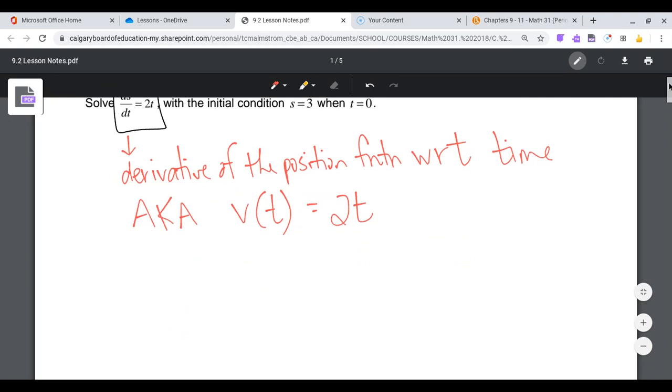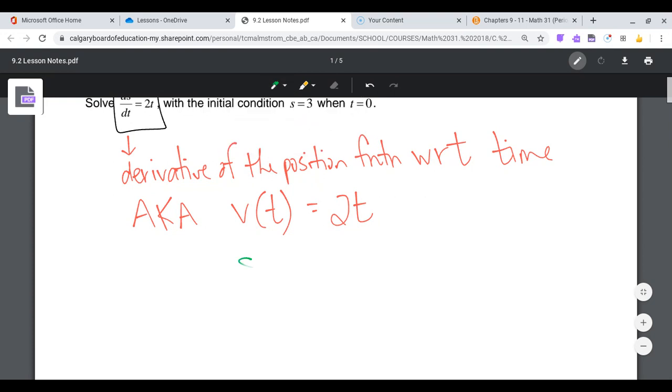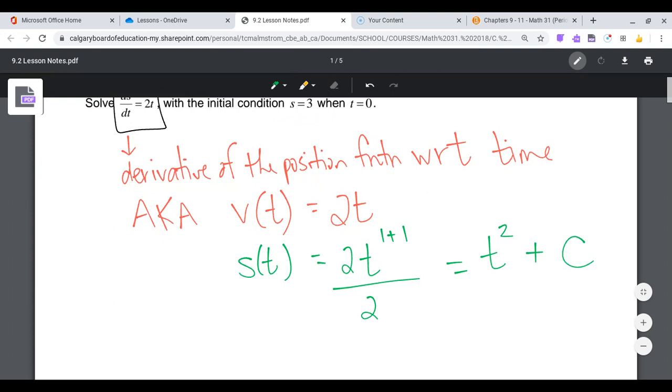Okay, so we have to think back to 9.1. How do we take the antiderivative of v of t? So if we know, we just have to go back one to find s of t. So s of t will equal, we add 1 to the exponent and then divide by the new exponent. So s of t will equal t squared plus c. So don't forget your plus c. I should probably include it in that spot too.